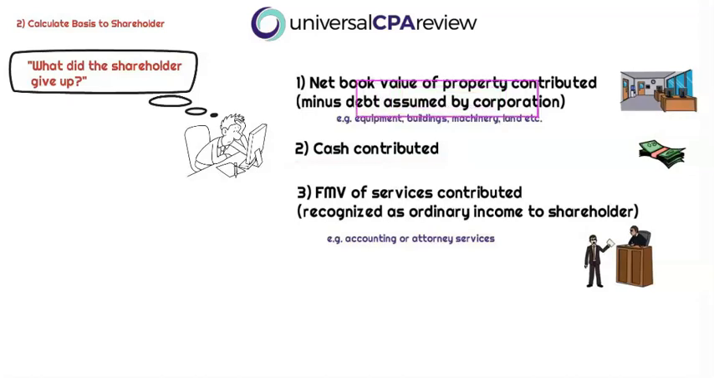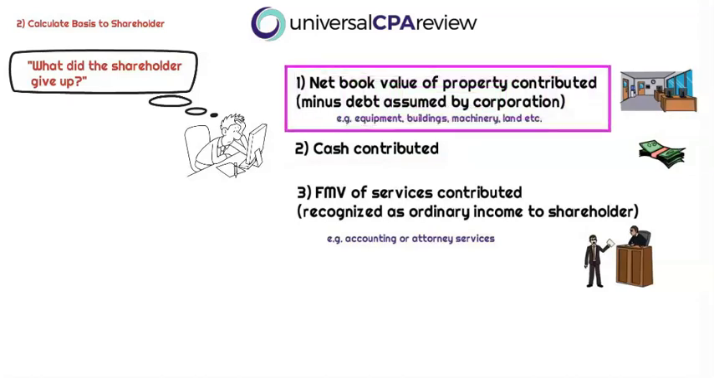Property. Okay, so property, same story. When we're contributing property, the value to what we are receiving in terms of shares is going to be the net book value of that property given up. All right, but here's the thing. It's going to be plus any gains recognized by the shareholder, which we're going to talk about next, minus any debt that the corporation is assuming. So this is going to reduce our basis as shareholders, right? They're taking the debt off our hands. So that's going to be an economic benefit to us.